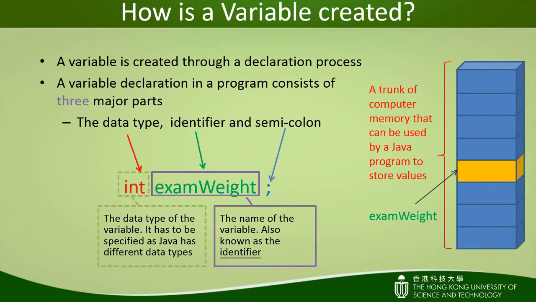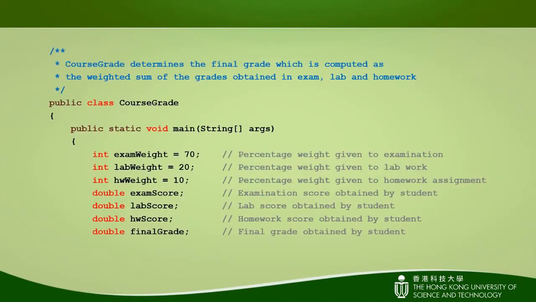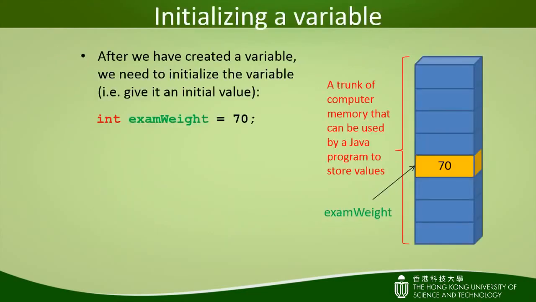For example, in a course grade program, a declaration of the variable exam weight was made by the statement int exam weight, where int is the integer data type, exam weight is an identifier, and the statement would just end with a semicolon. If you refer back to the course grade program, the statement int exam weight doesn't just end right after exam weight, but it is followed by equal 70. The statement int exam weight equal to 70 declares and initializes exam weight in one single statement.